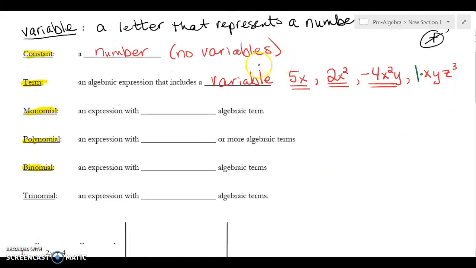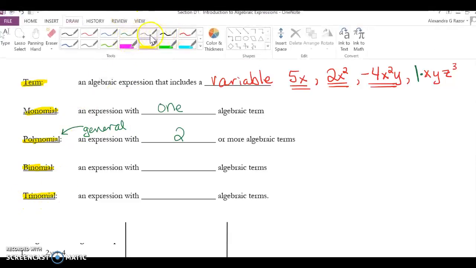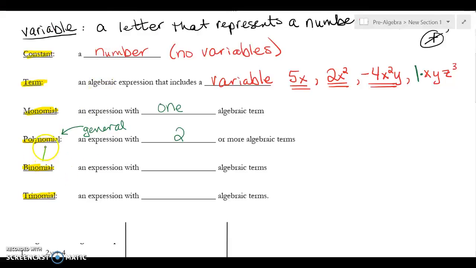All right, the next thing we have is a monomial. A monomial is an expression with one algebraic term. I gave you all of these, these were monomials. They only had one term. A polynomial is when it has 2 or more terms. This is pretty general. This is a general term. We have more specific terms when we say binomial and trinomial. Now, one thing that's important to know is that a binomial is a polynomial and a trinomial is also a polynomial, but these are very specific.